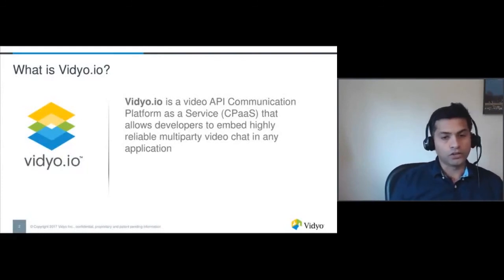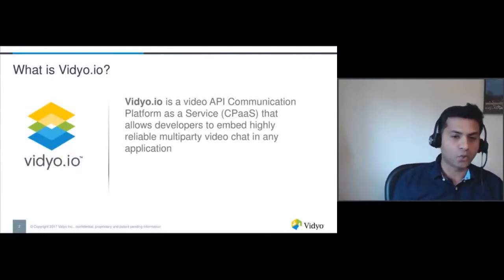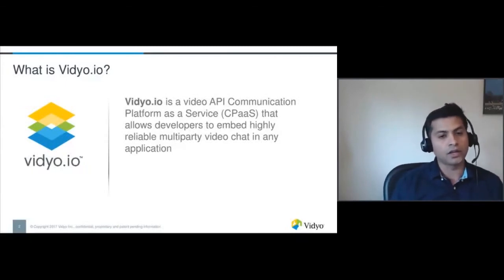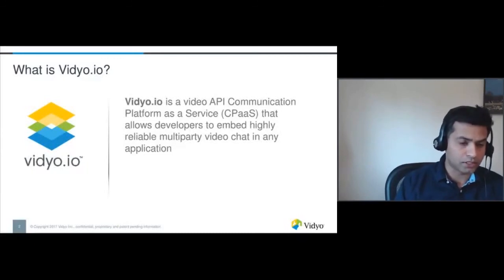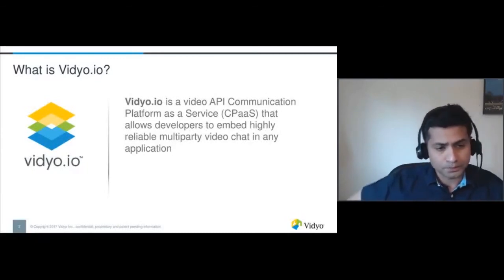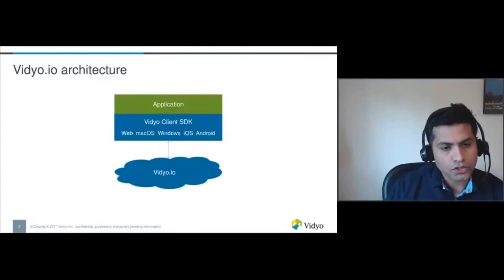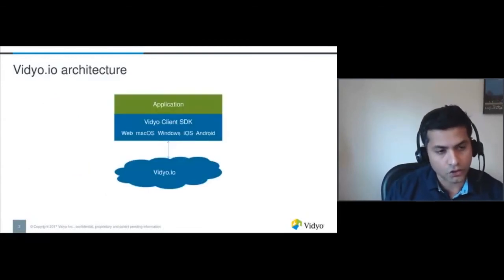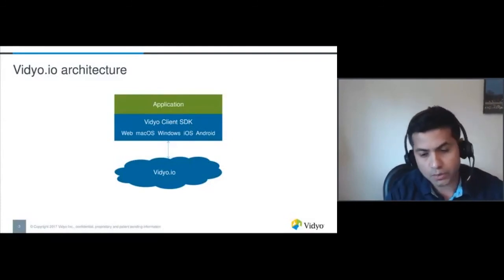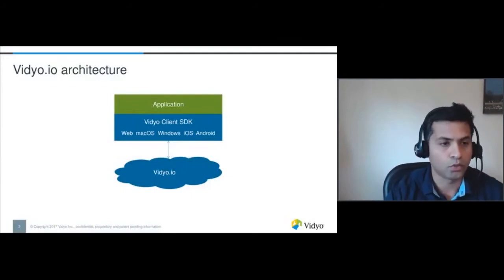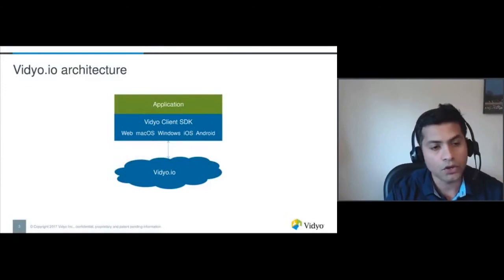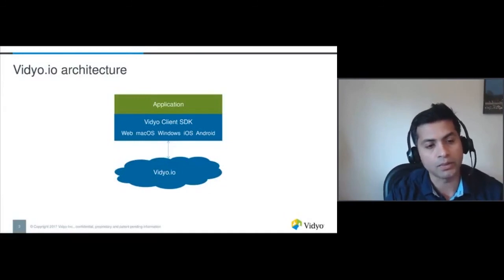It takes away all the signaling, all the backend requirements, all the network management, everything. It takes care of all of that for your application, and all you need to do is make a few API calls. So a typical architecture of your application will look very simple. You can choose a platform that works for your customers, and the Vidyo Client SDK supports all these major platforms, and you can easily integrate your application with it.